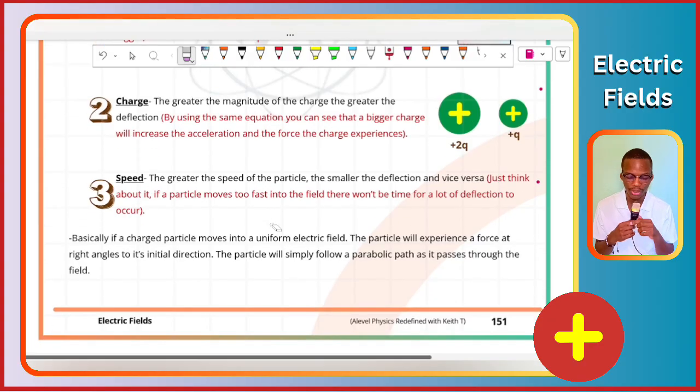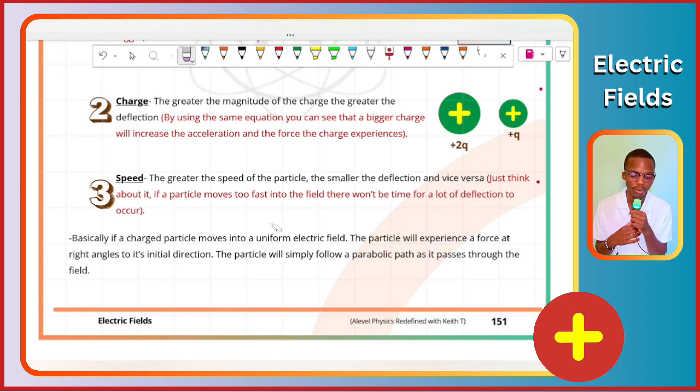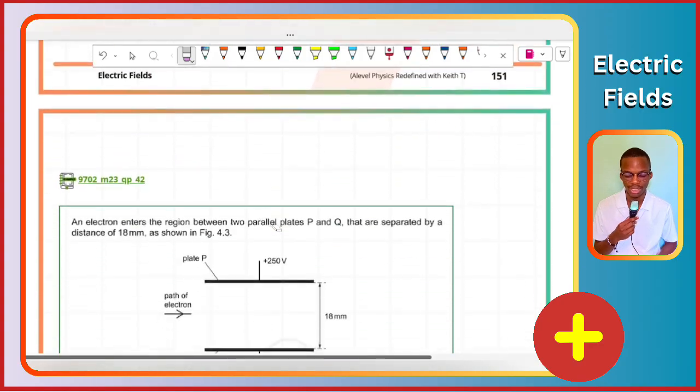So basically, if a particle moves in a uniform electric field, the particle will experience a force at right angles to its initial direction, and the particle will follow a trajectory, right? It will be affected by three factors: the mass, greater the mass, the smaller the acceleration, and the lesser the deflection. It will also be affected by charge. The bigger the charge, the greater the deflection. It will also be affected by speed. The greater the speed, the smaller the deflection that you also encounter. That is essentially how you need to be thinking about this.